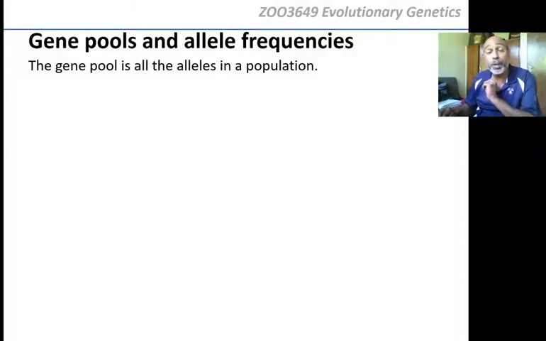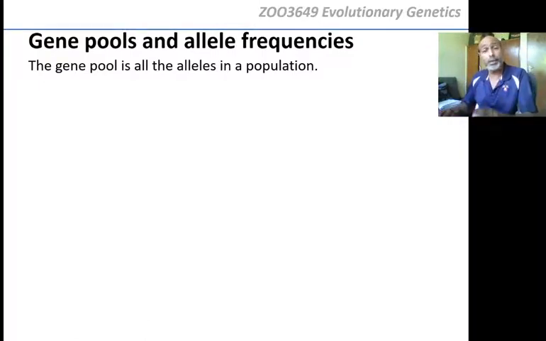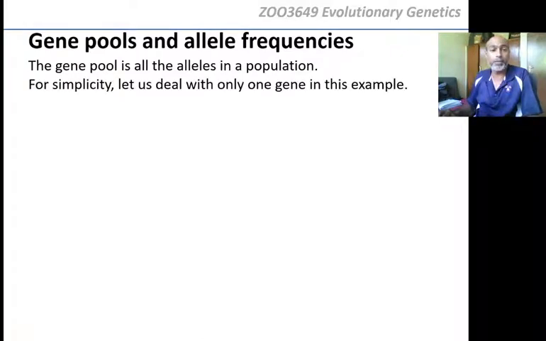And in a diploid population, each individual will have how many alleles? 2, right? So if it's a diploid population, and the population size is say 20, what is the size of the gene pool? 40, right? The gene pool is 40, because there are 20 individuals, each one has 2 alleles. The gene pool is always double. In a diploid organism, the gene pool is always double the number of individuals.